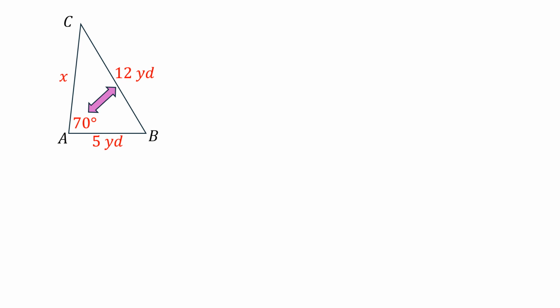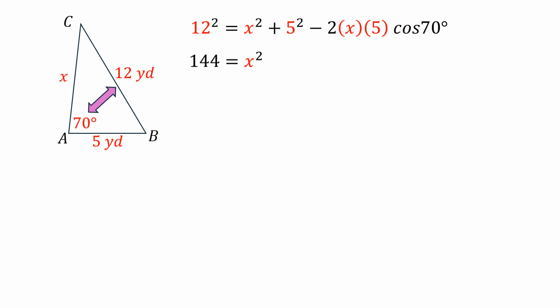Let us set it up with the equation for the law of cosines first. So we have 12 squared, which is the side opposite the included angle, equals x squared plus 5 squared minus 2x times 5 times cosine 70. Let's compute first each value by term. 12 squared, or 12 times 12, is 144. Then we'll just copy the x squared. 5 squared is 25, and then 2 times 5 times cosine of 70 degrees is 3.42, and then copy the x.